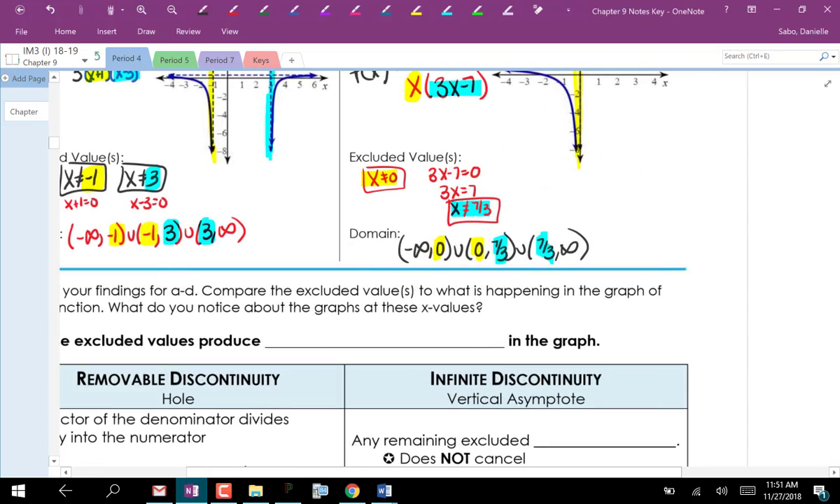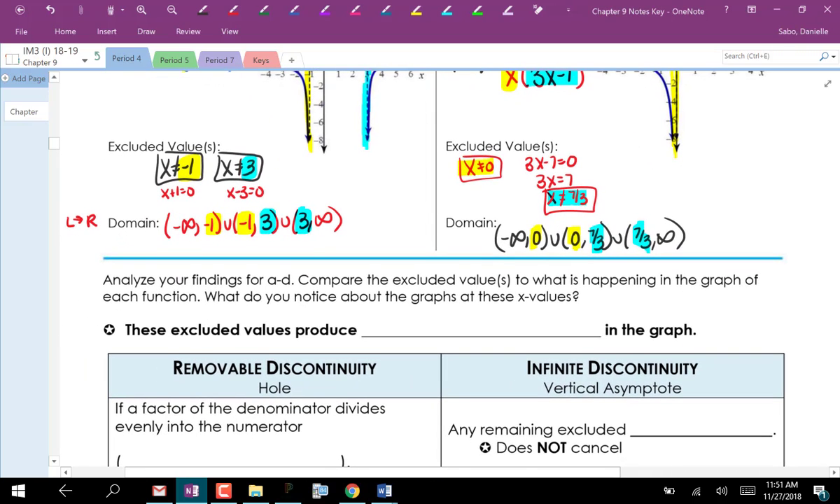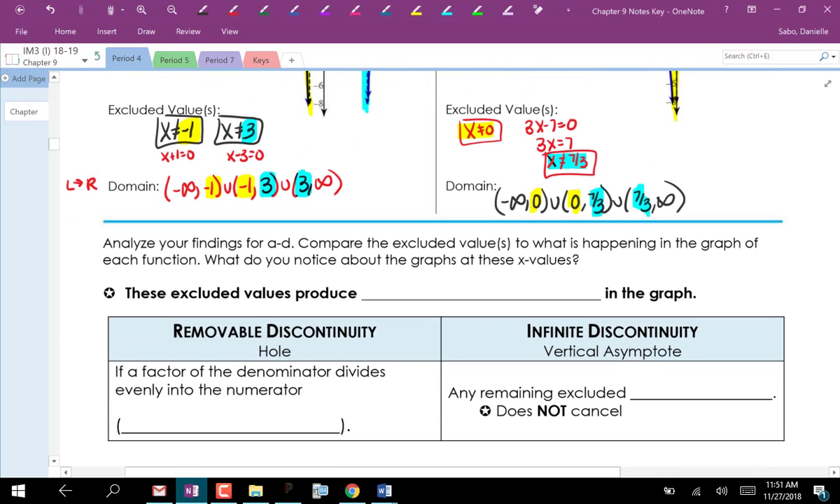Okay, so when we analyze all of these holes in the graph, the excluded values, they're called something, they're called discontinuities. So discontinuities. It takes me a while to spell. So if you ever hear someone say, what are the discontinuities? That just means what are the excluded values? Where am I going to have these undefined values on the graph?